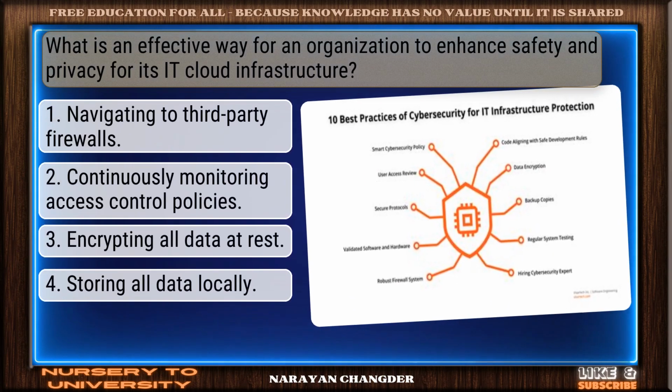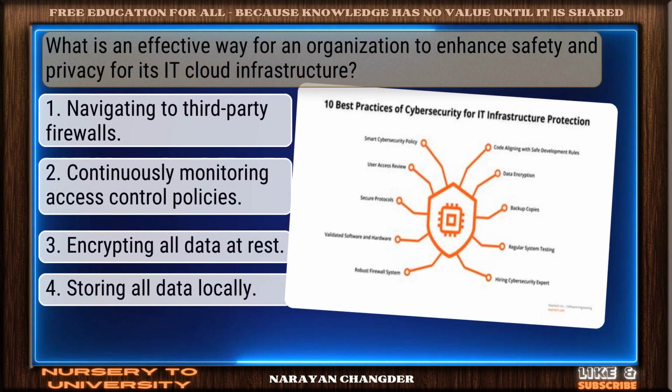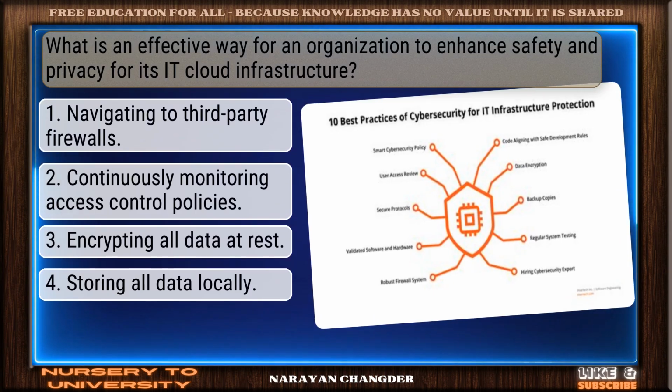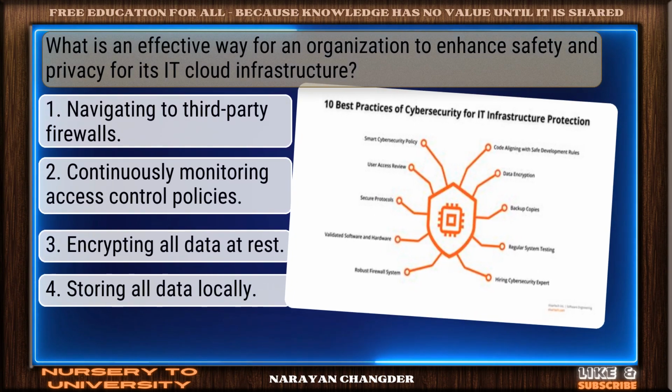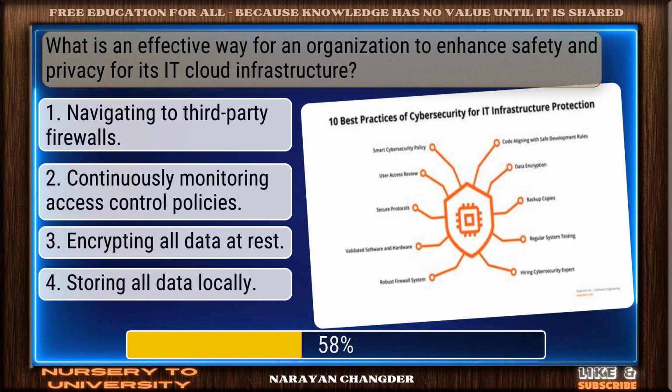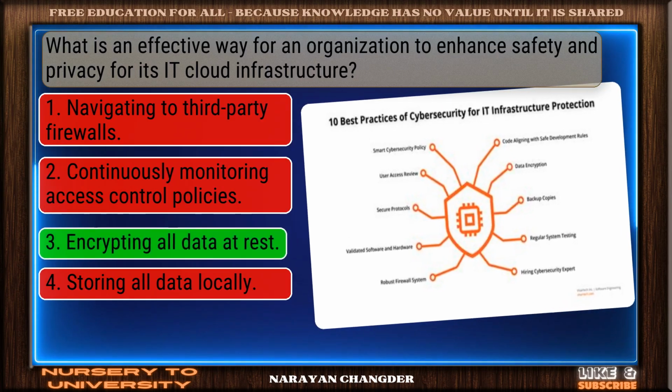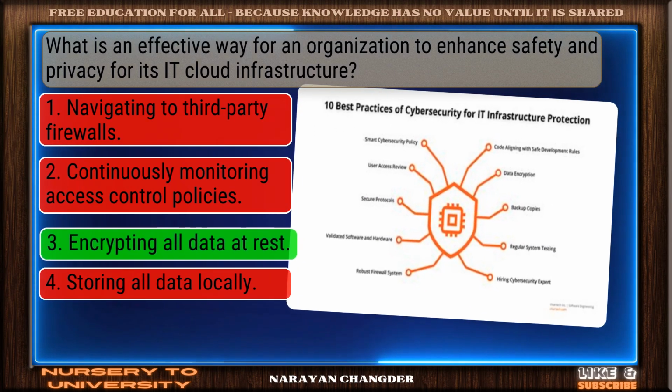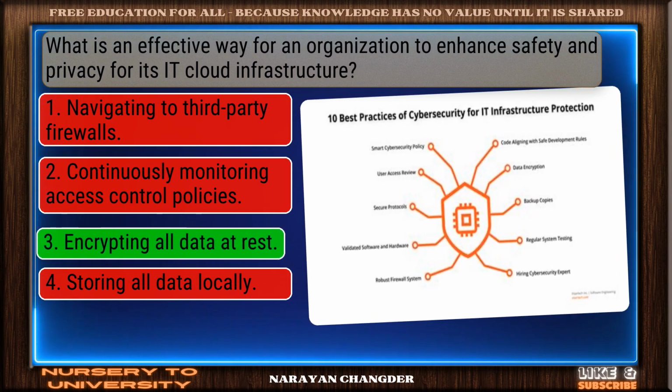Question number 25. What is an effective way for an organization to enhance safety and privacy for its cloud infrastructure? Exactly. Encrypting all data at rest makes sense, and it is the right choice.